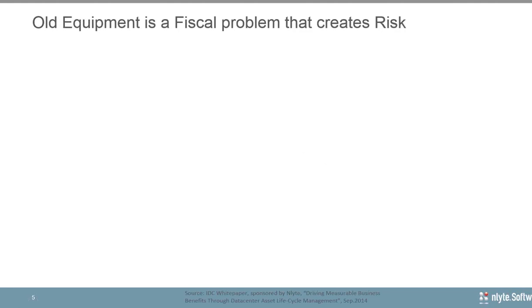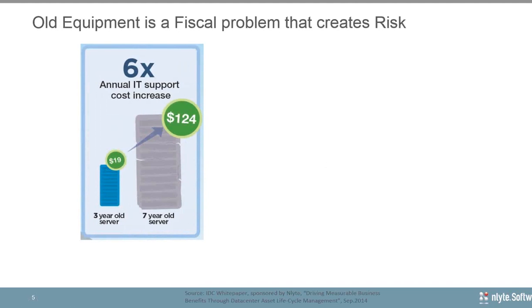So I would say that old equipment, whether it's 5 years old versus 3 years old, is a financial problem in that it actually causes risk. So again, mindset versus, hey, I don't want to change anything. Change is risky. I'm going to actually show you that keeping stuff in place is risky. And so the research from IDC is that there can be an increase when a server is 7 years old of over 6 times in IT support costs. So this could be replacing fans, power supplies, and whatnot.